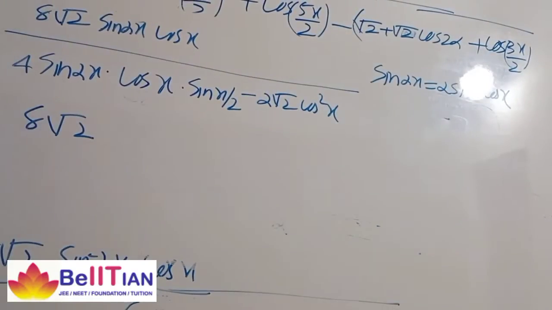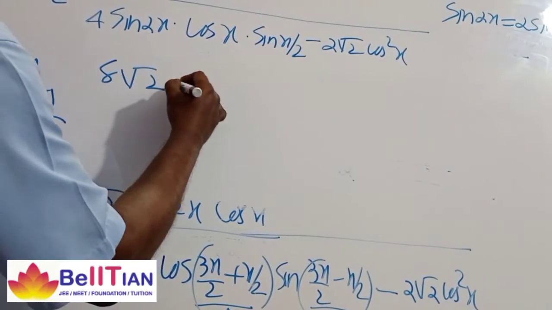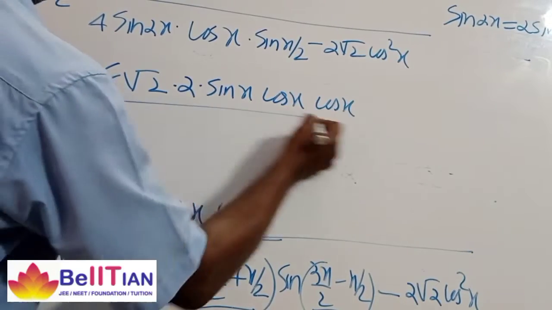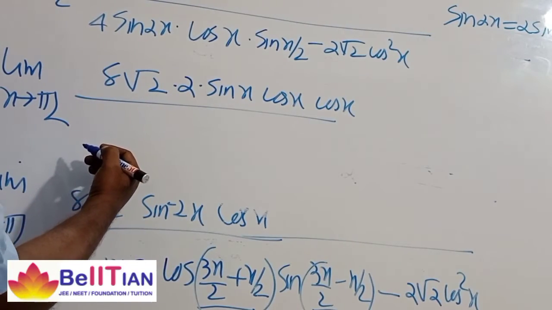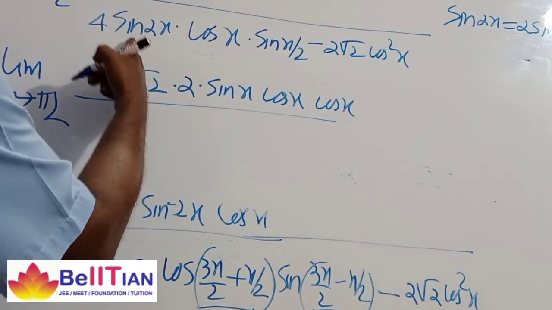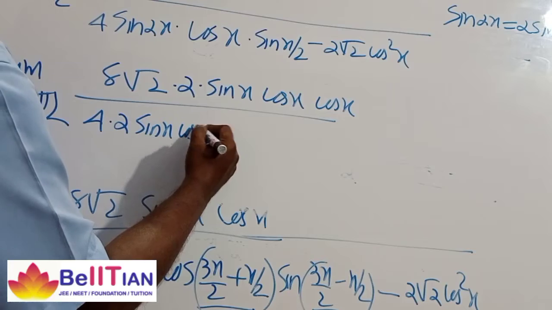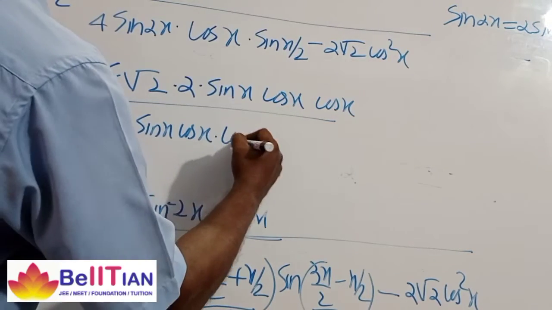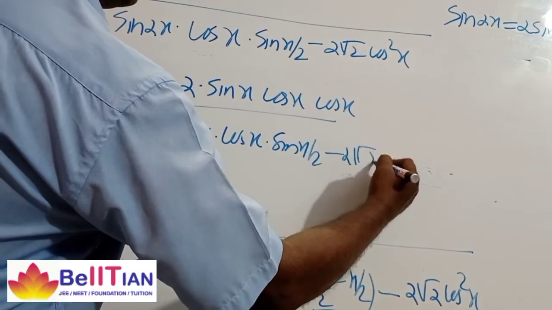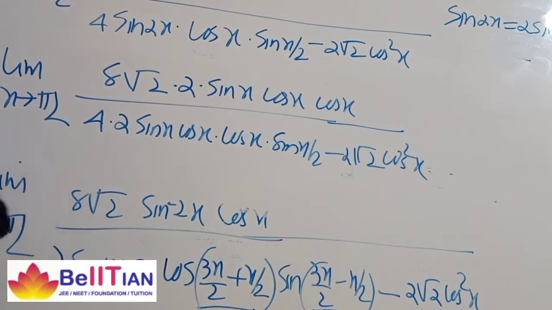This formula, you must know all these formulae. So this is 8 root 2 into 2 sin x into cosine x into cosine x, divided by 4 into 2 sin x into cos x into sin x by 2, minus 2 root 2 into cos square x. Now again, we cannot apply the limit.